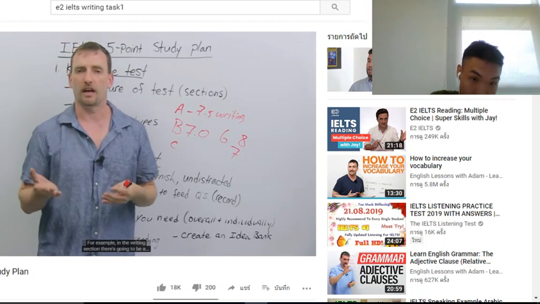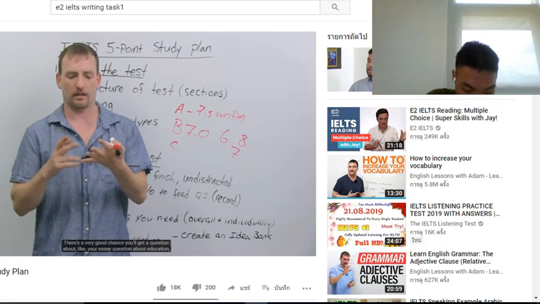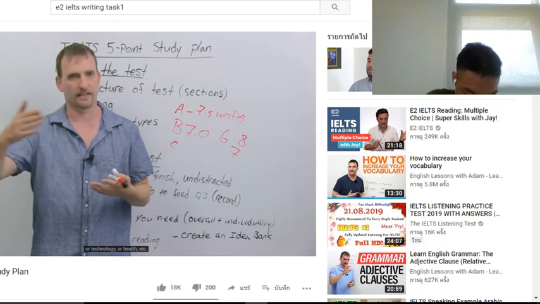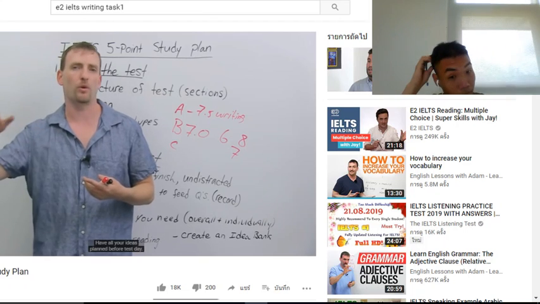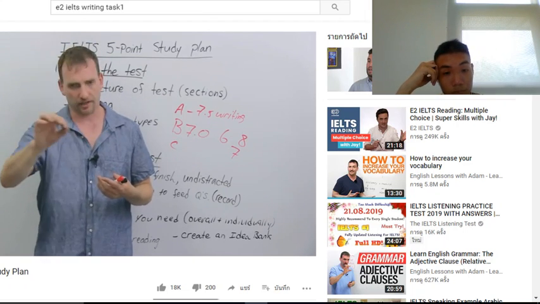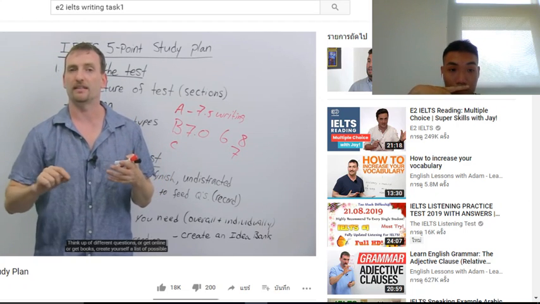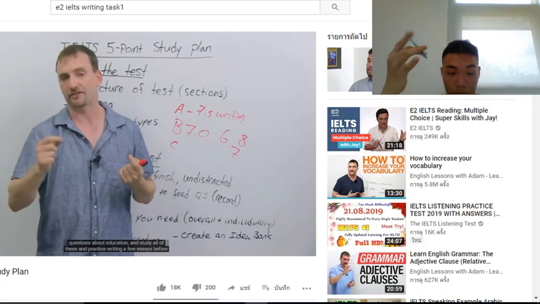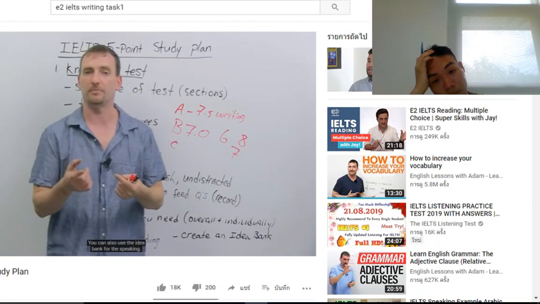For example, in the writing section, there's a very good chance you'll get an essay question about education or technology or health, etc. There are a few of these topics. Have all your ideas planned before test day. Write yourself a bunch of words related to education. Think up different questions, or get online or get books. Create a list of possible questions about education, study all of these, and practice writing a few essays before test day. You can also use the idea bank for the speaking.